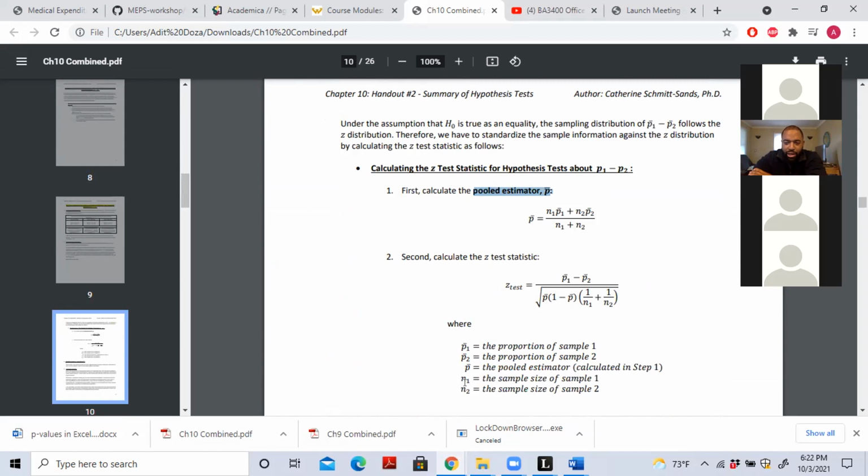N1 is the sample size of sample 1. N2 is the sample size of sample 2. P1 is the proportion of sample 1. P2 is the proportion of sample 2. So I might ask, what is the pooled estimator? But at least these things will be given in the question, like the proportion of sample 1 is this, the proportion of sample 2 is this. Maybe I will say sample A and sample B. You get the picture that A is 1 and B is 2, something like that. So pooled, slide 10 of chapter 10, very important.